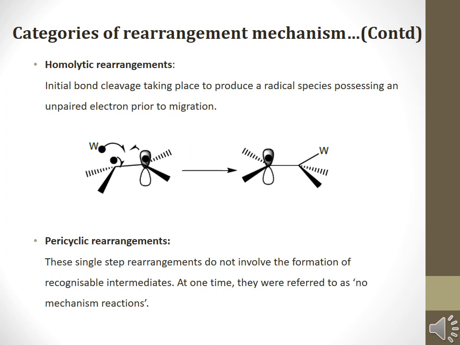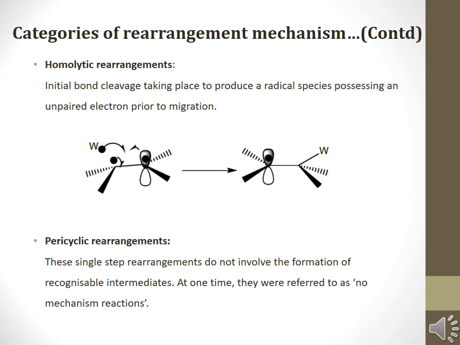The second category of rearrangement mechanism is the homolytic rearrangement. Here, initially, homolytic bond cleavage takes place to produce a radical species possessing an unpaired electron prior to migration. The last and third category of rearrangement mechanism is the pericyclic rearrangement. These types of rearrangements are single-step rearrangements, and they normally do not involve the formation of recognizable intermediates. Once upon a time, these mechanisms were referred to as no-mechanism reactions.